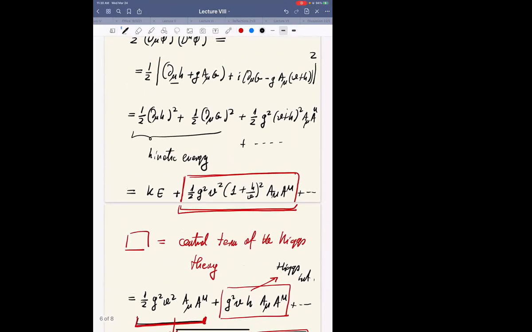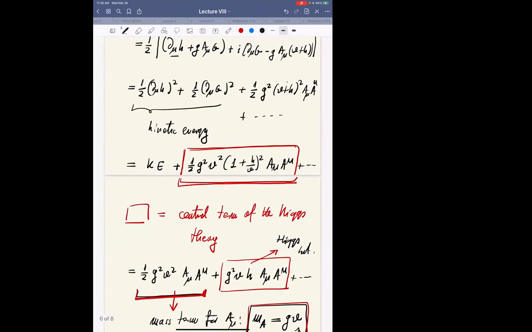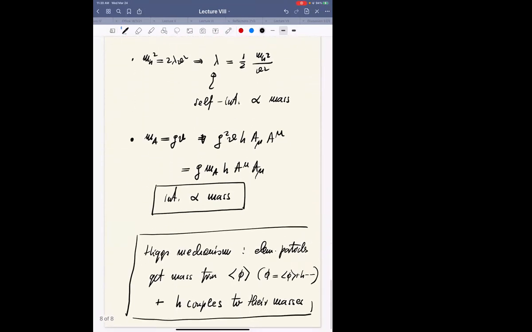And we can see that there are other interactions. For example, I didn't write h squared and so on. I was interested in the leading effect. The leading effect was the mass and the interaction. So it sounds exciting. It's beautiful in a sense because all particles get a mass from the same origin.